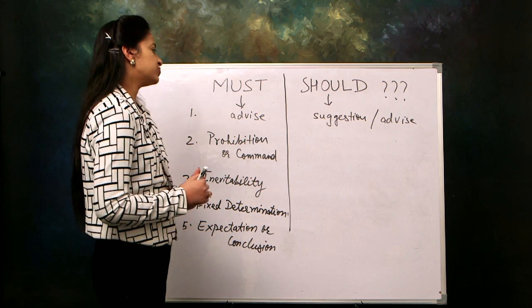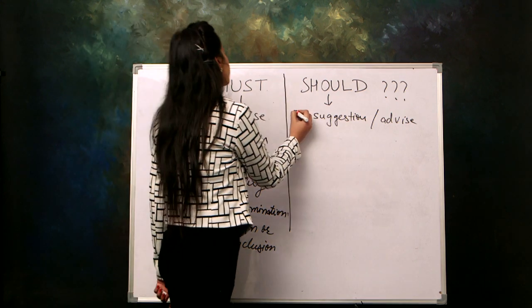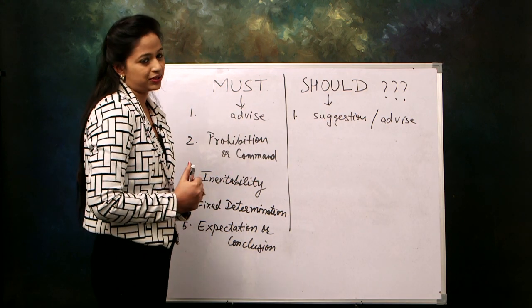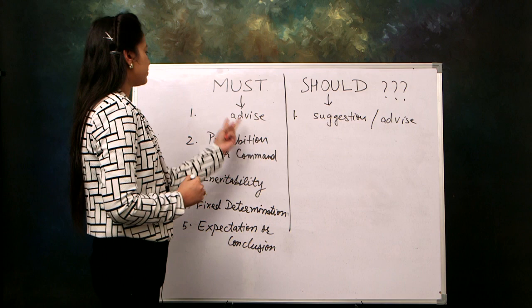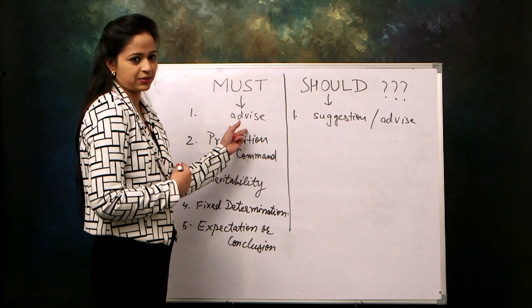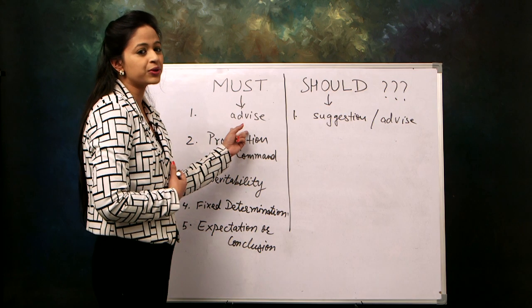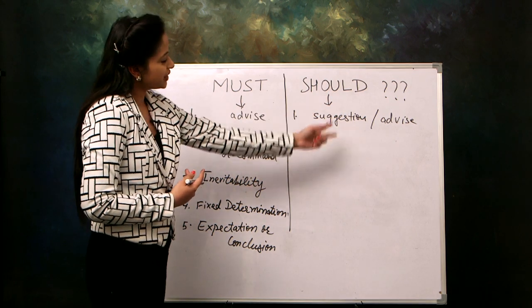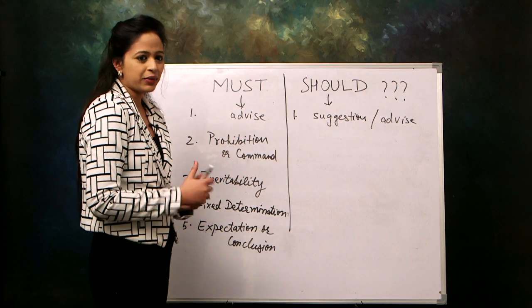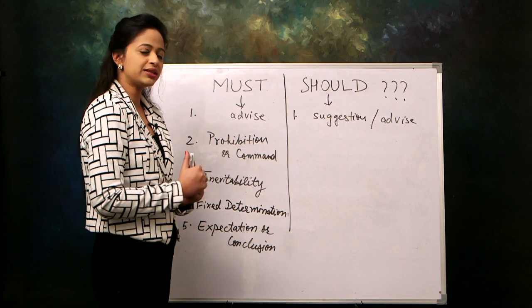Now let us move on to should. As we discussed, should is used for giving advice or suggestion. But the only difference is that when I am using must for advice, I am putting more emphasis on my statement. I am expressing a stronger point of view. But in case of should, I am just giving a suggestion, a piece of advice. You may follow it, you may not follow it, it's up to you.